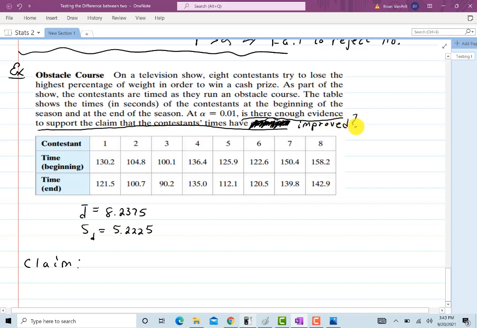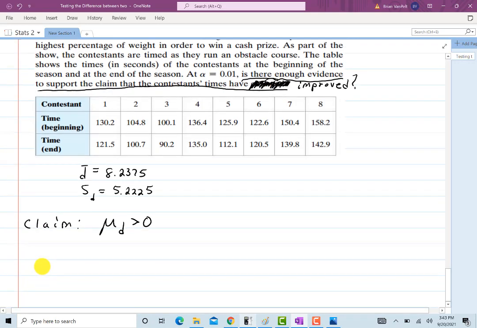That's the word that I want. So erase the last word if you wrote the whole thing down and put improved. That's what I want. So the claim is that the difference between the beginning and the end is greater than 0. This is what it means to say these times have improved, because the time would be less next, which means time is improved from the first to the second, which means if I take the first time minus the second time, I'll get a positive number. So that's why mu d greater than 0 is the right thing to do.